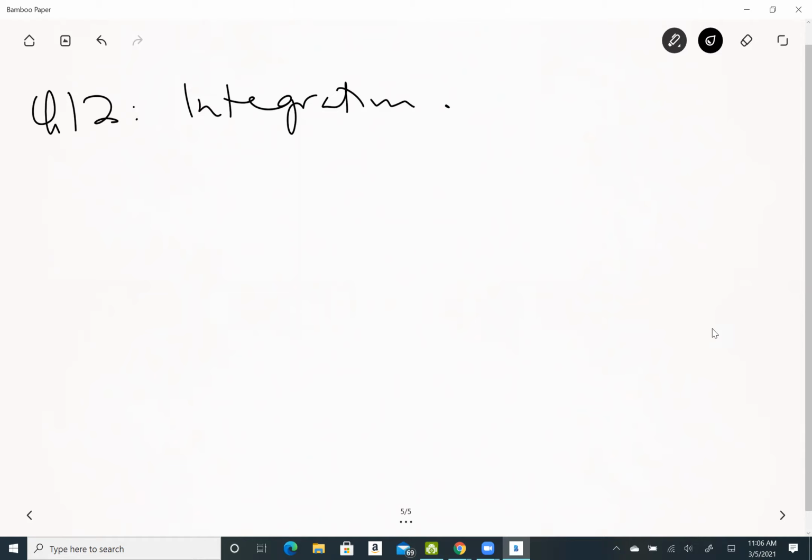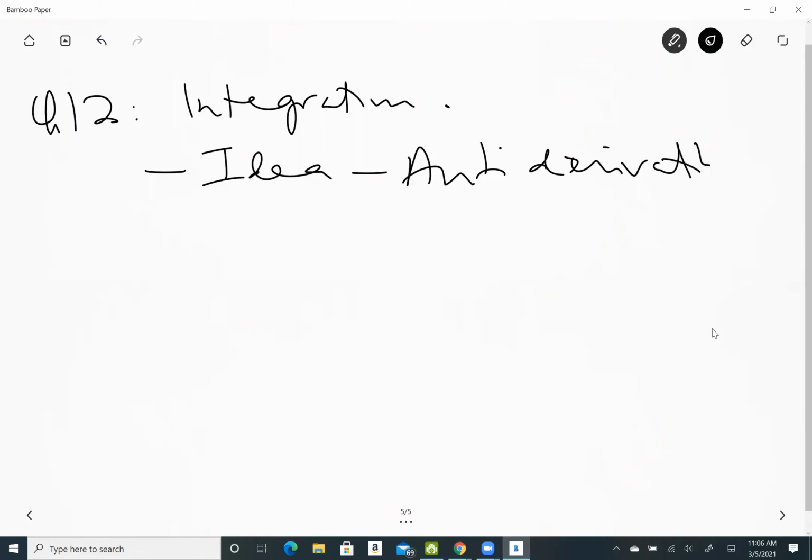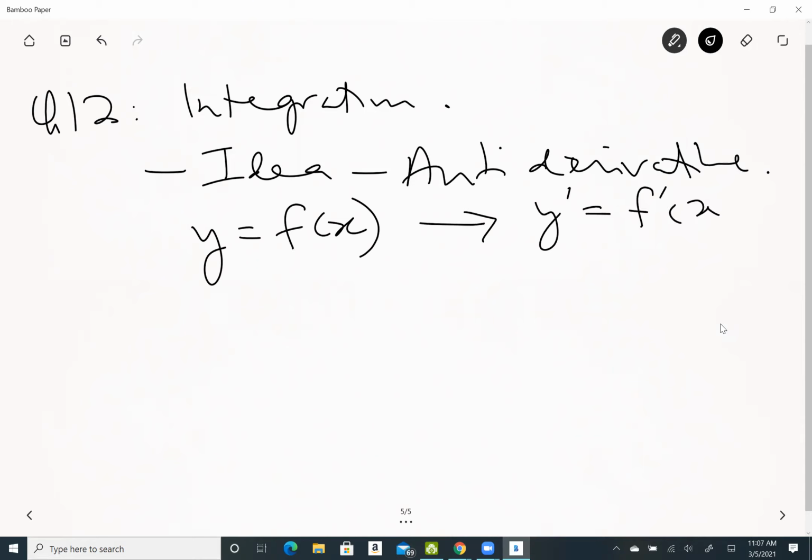Okay. So the idea is, we call it antiderivative. The idea is antiderivative. That means derivative going backward. Now, if you consider a function y equal to f of x, the derivative is what? The derivative is y prime equal to f prime of x. So that is the derivative.